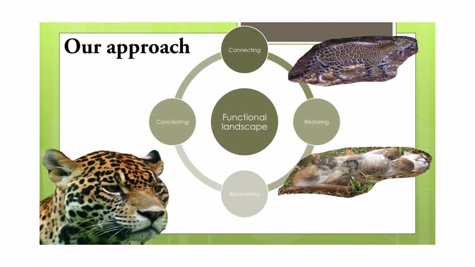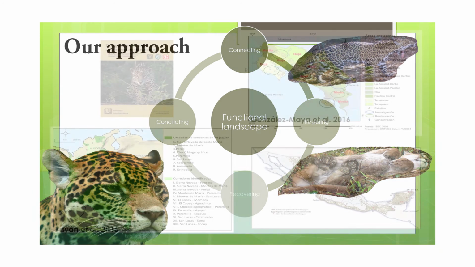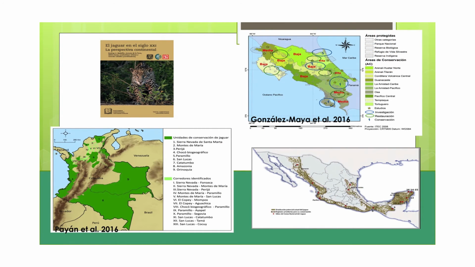So what we're doing is functional landscapes, where we obviously need to connect, restore, recover, and conciliate. Obviously, conservation is a human topic. And for doing this, we've been trying to understand where the hotspots are, and what's the distribution of many different species. In this case, for example, this is an exercise for Costa Rica, Colombia, and Mexico of jaguars. Where are jaguars located? Obviously, using a little bit of this charismatic umbrella species.